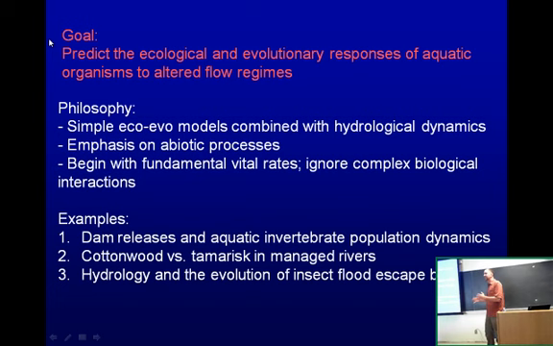And I'm going to present three different examples. The first is dam releases from the Bill Williams River and modeling aquatic invertebrate population dynamics. So this is work in conjunction with one of my PhD students. Modeling riparian plants in managed rivers in conjunction with another collaborator who's a riparian plant biologist. And finally, looking at the evolution of insect flood escape behaviors under different flow regimes.